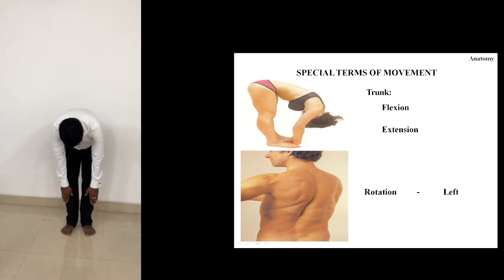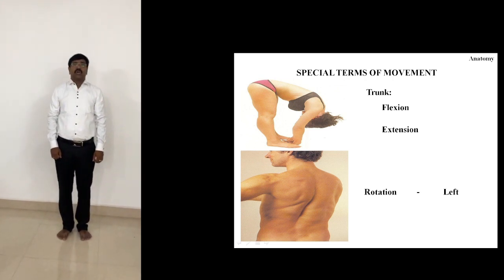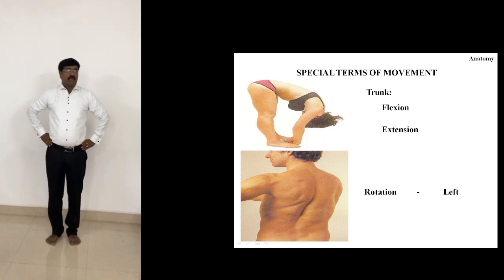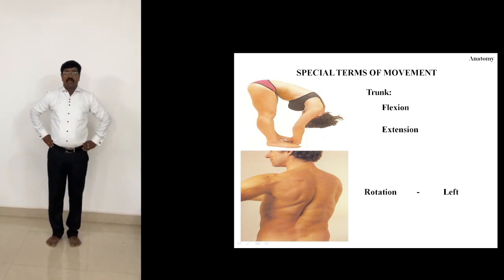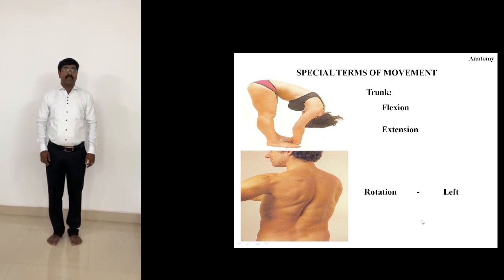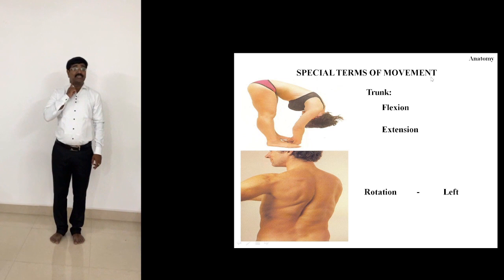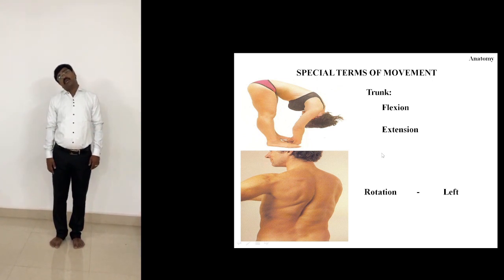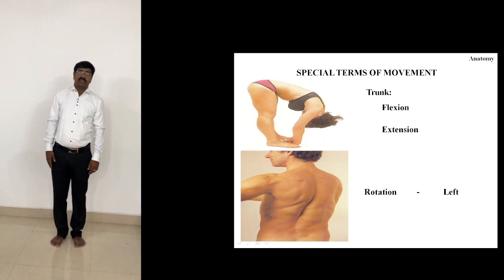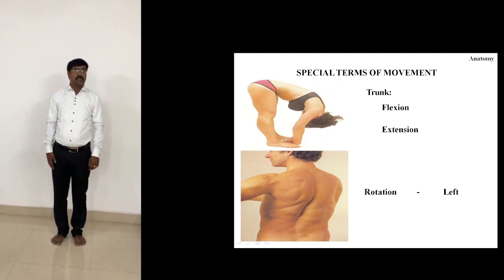So I repeat it. Flexion of the trunk, extension of the trunk, right rotation, left rotation. And moving on to the next terminologies, previously I told you that the neck is going to do lateral flexion. This is called as what? Neck right side flexion. So now I am going to do what? Total flexion of my body to the right. So this is called as what? Right lateral flexion. And same for the neck, I have done left side flexion.